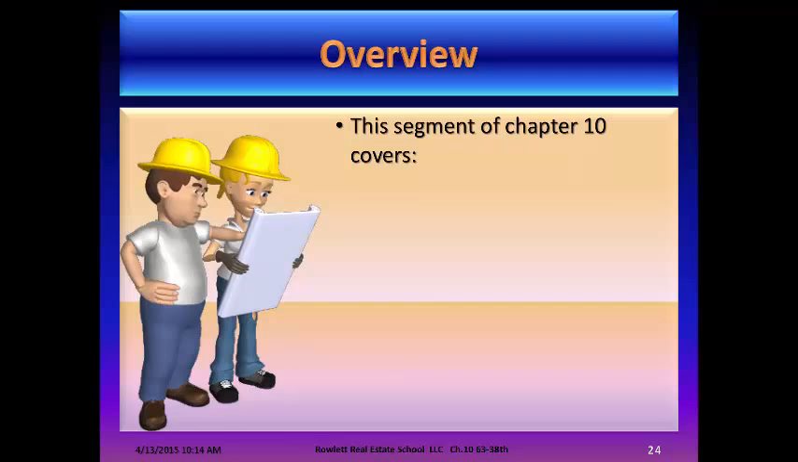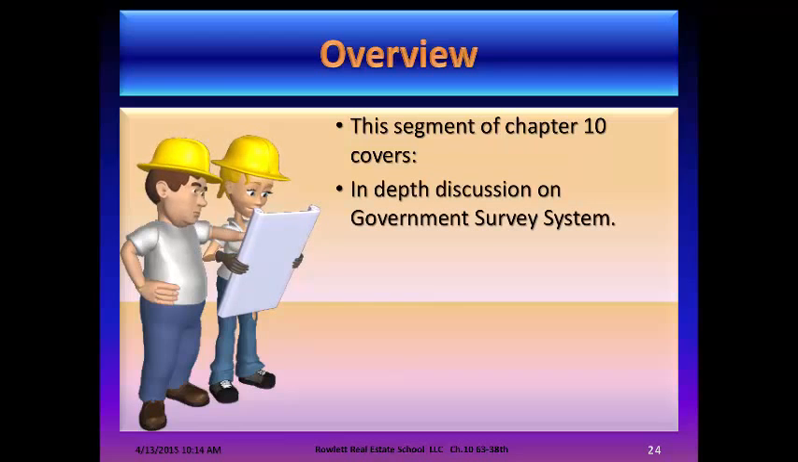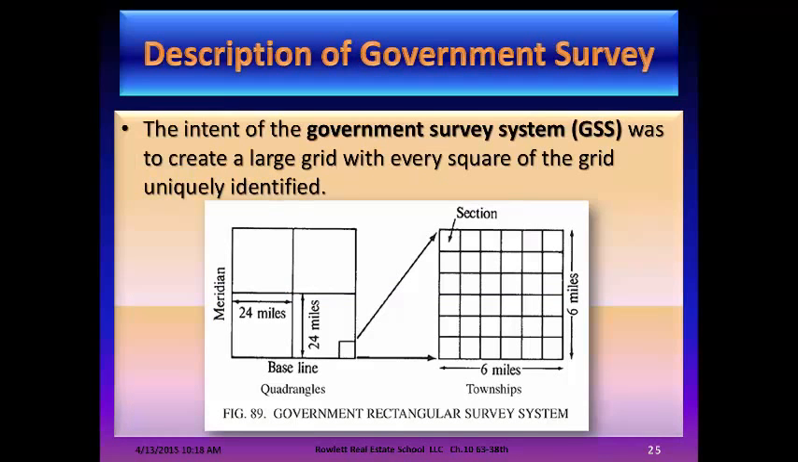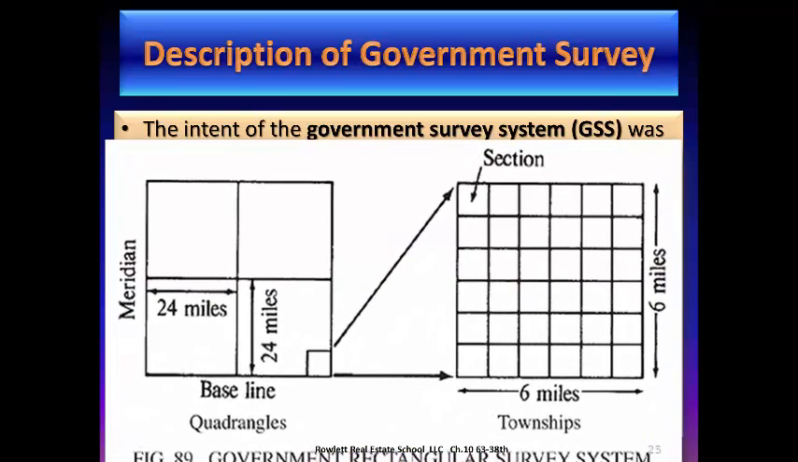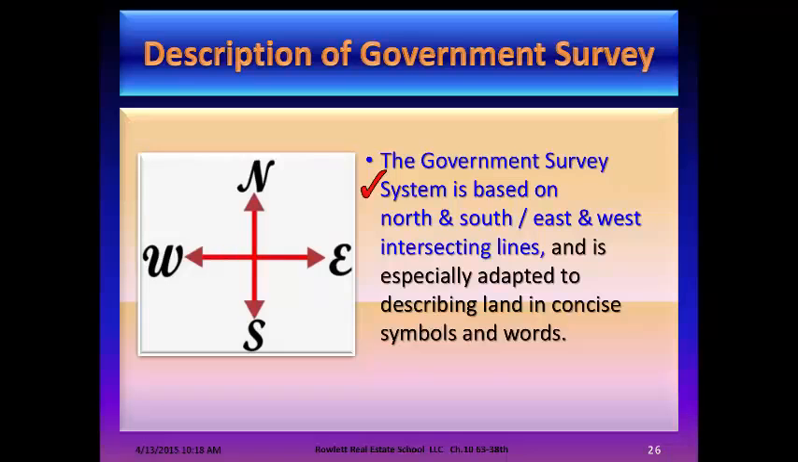This segment of Chapter 10 covers in-depth discussion on the government survey system. The intent of the government survey system was to create a large grid with every square of the grid uniquely identified, as you can see in figure 89 here. The government survey system is based on north and south and east and west intersecting lines, and is especially adapted to describing land in concise symbols and words.